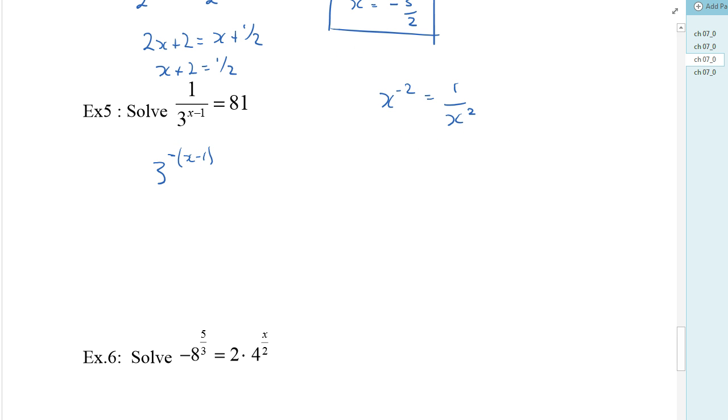So it's like I've gone from this type of expression and turned it into that one, is equal to 81, which is going to be equal to 3 to the 4th power.